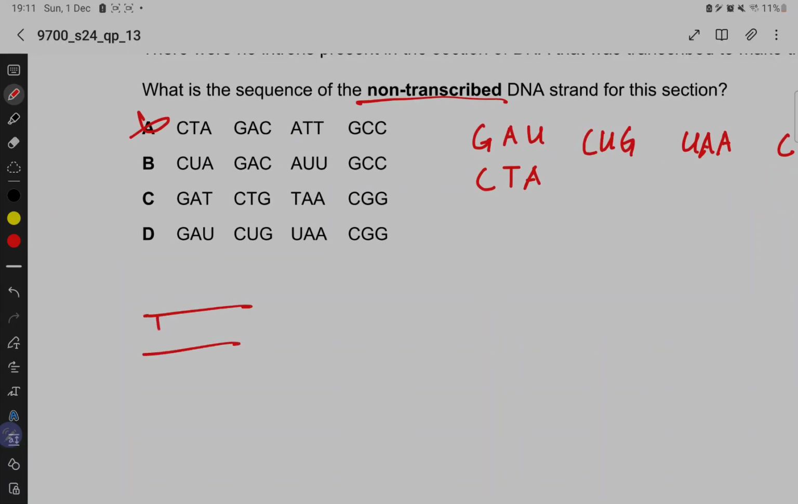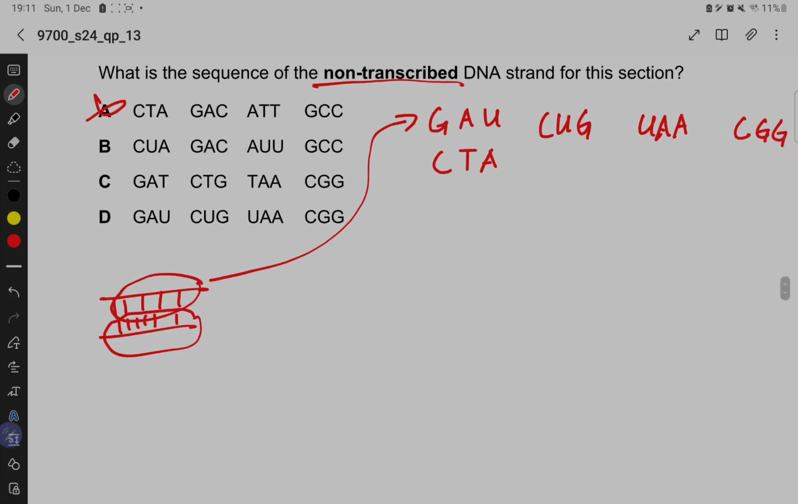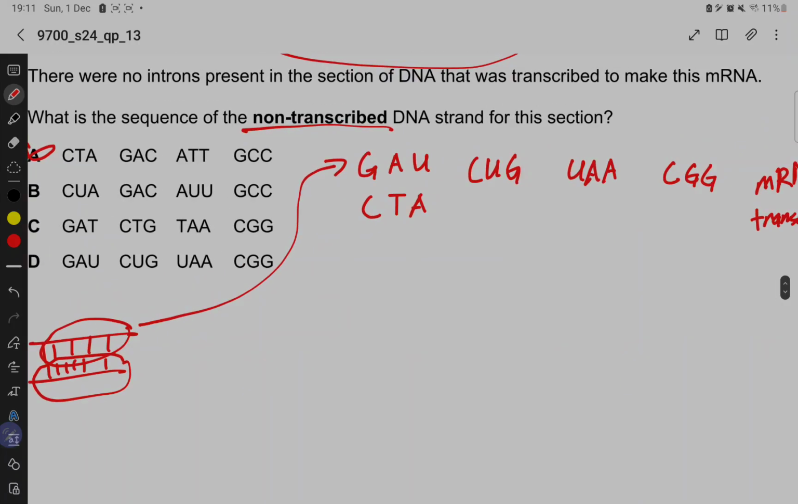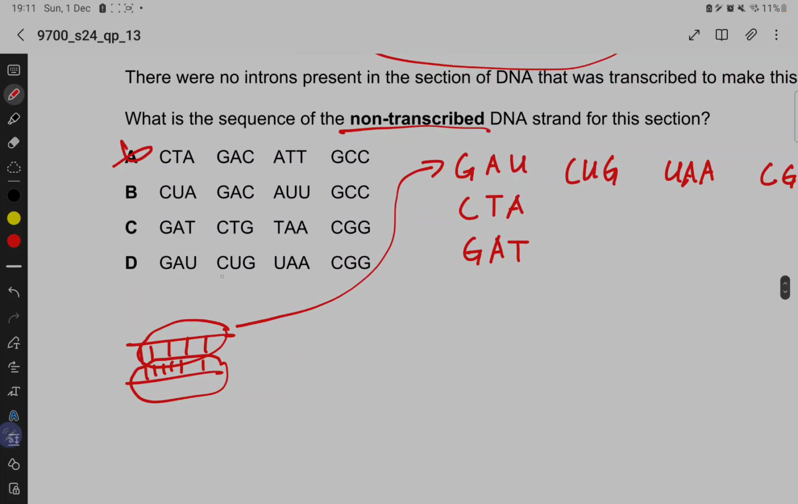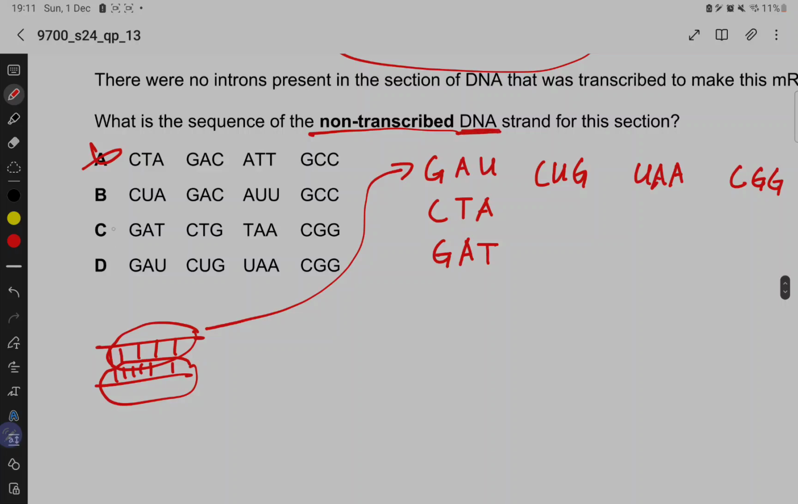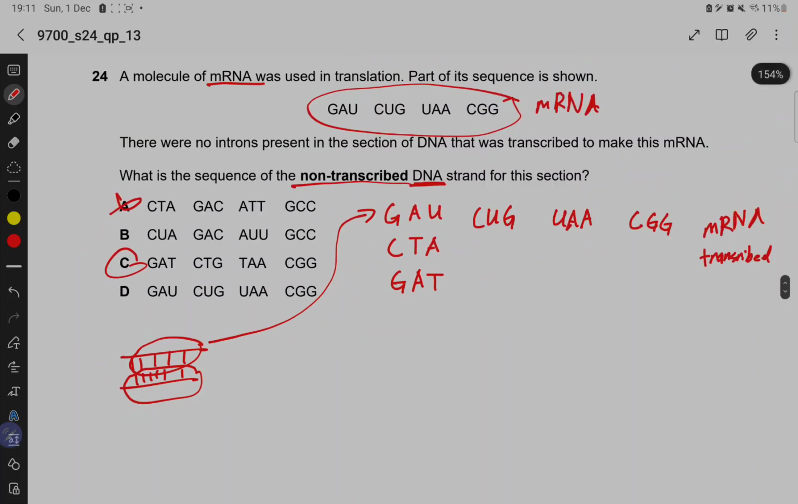Say a DNA looks like this, right? You transcribe this strand to get your mRNA. You're asking the leftover crap that you didn't transcribe. So it will be G, A, T. Won't be U because it's DNA. So it should be C. If you write everything out, you will get C. And this one, non-transcribed.